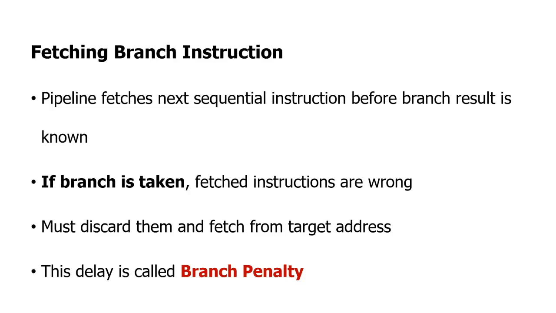If later it turns out that the branch is taken, those fetched instructions are actually wrongly fetched. So in this case, they have to be discarded and the processor must start fetching from the target address of the branch. The delay that is caused by this flushing out of the wrongly fetched instructions and refetching the target instruction is said to be the branch penalty.